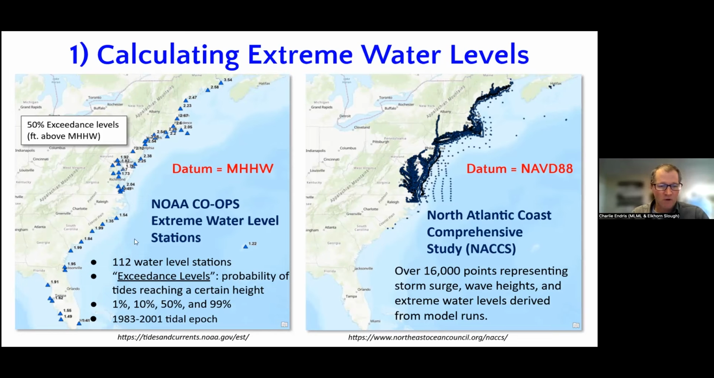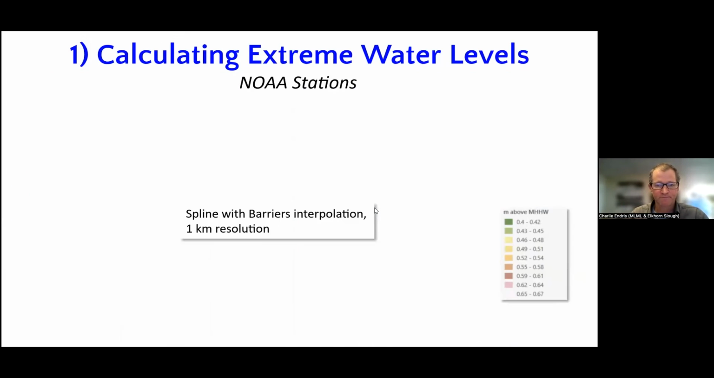So for all of the areas that we mapped around the country, with the exception of these from the Chesapeake Bay to Maine, we used NOAA. Chesapeake Bay to Maine, we used this NACS data set. So I'm going to point out the differences between those and how we used both of them together.